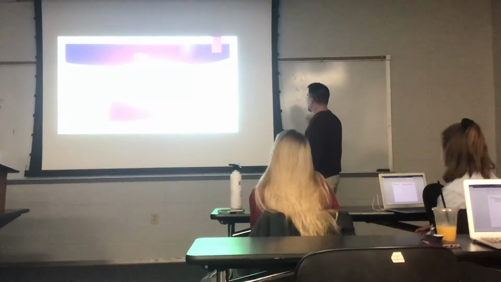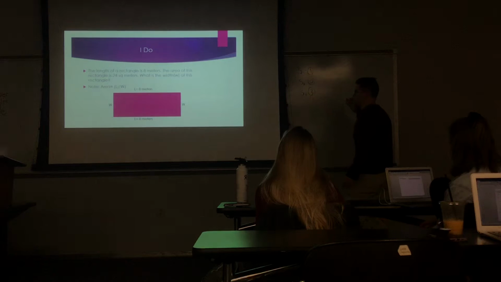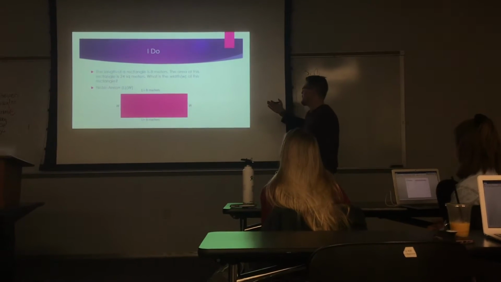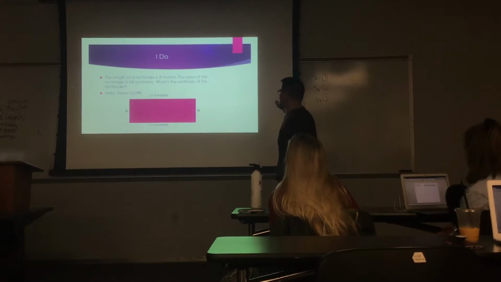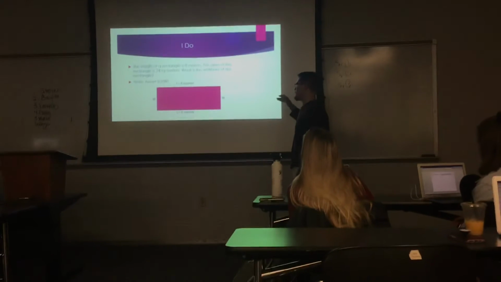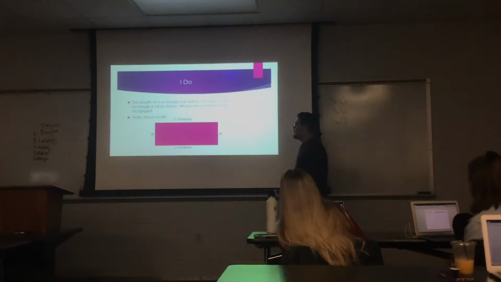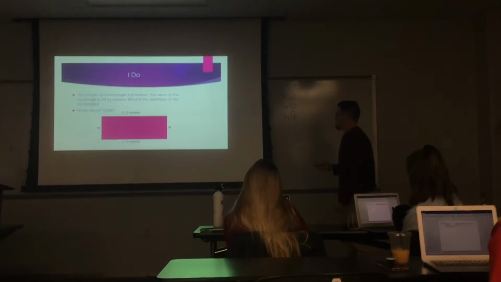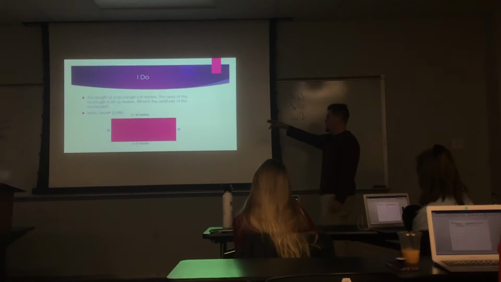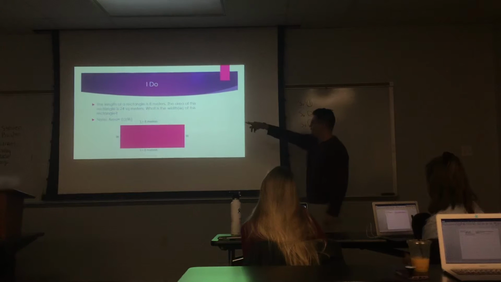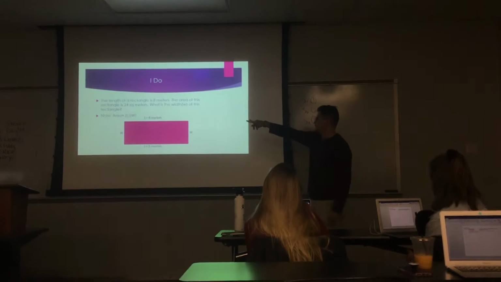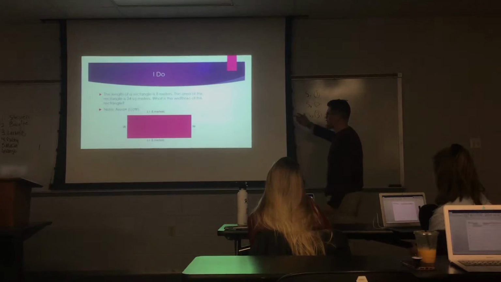I think before I start writing down my steps, okay, how am I going to solve this? So read the problem. The length of a rectangle is 8 meters. The area of this rectangle is 24 square meters. What is the width, W, of this rectangle? So once I know that, I think, okay, well, I have a formula, so I'm probably going to plug stuff in there. I have an area, 24, and I have one of the lengths or widths, so I can just plug those things in.